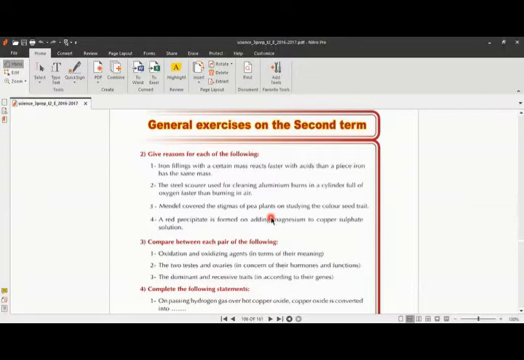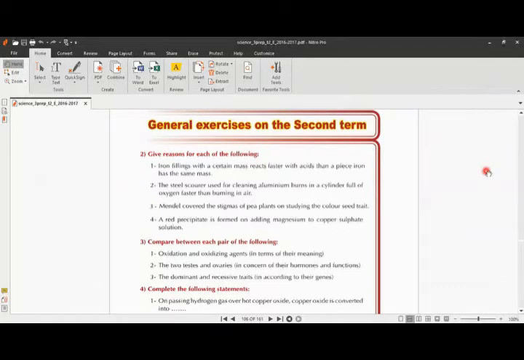Compare between each pair of the following. This is only for definitions and the examples if you have and so on. Oxidation and oxidizing agent. You know that for oxidation you have two definitions. Choose whatever you want, the easiest one: a chemical process where the atom loses one electron or more. While the oxidizing agent is the agent that gains one electron or more. We said that the oxidizing agent is related to the reduction process and the reducing agent is related to the oxidation process. The same definition, but instead of saying process, you say agent.